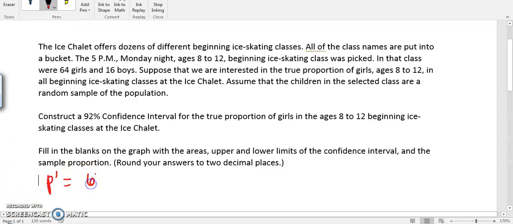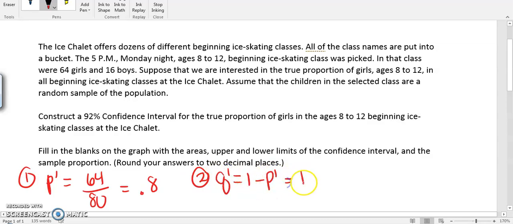which is 64 divided by the total. 64 plus 16 gives us 80, so we have P prime. So 64 divided by 80 gives you 0.8. The second step is to do Q prime. Q prime is 1 minus P prime, so it's going to be 1 minus 0.8, so you get 0.2.